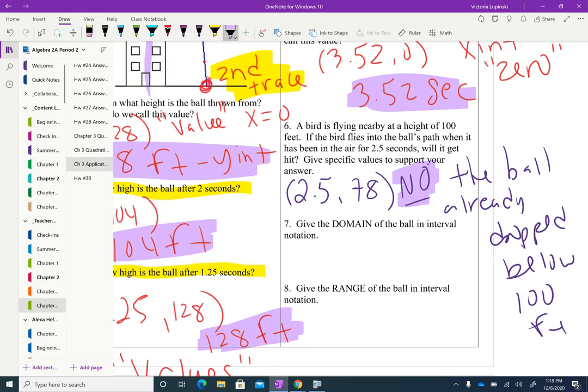Okay, last but not least, domain and range. So I don't have to do any additional work to answer this question. I just have to use common sense. Remember that when it's a word problem, no infinities are allowed. That doesn't make sense. Nothing is ever in the air for an infinite amount of time.